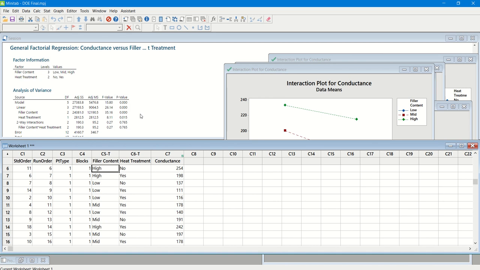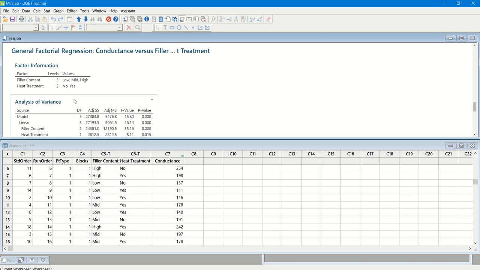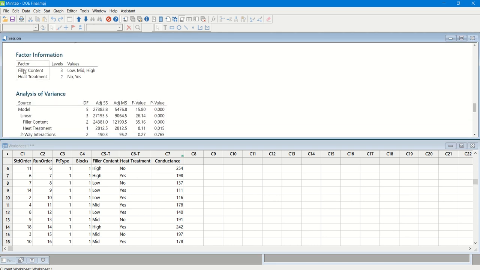Yun lang. Okay, so as you can see here, the results of analysis of variance. Pansin nyo naman, I only have two factors. I have filler and then heat treatment. For the filler, I have 3 levels, and for the heat treatment, I have 2. Sir, possible ba yun? Yes po. So, ano nangyayari doon?